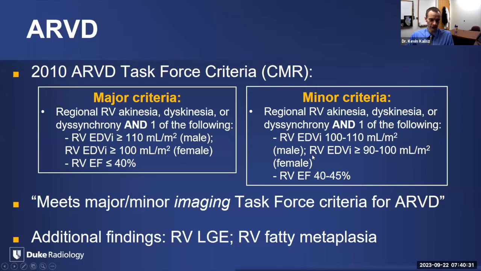One thing of note when you're reporting: for the concept of ARVD, imaging only plays a small subset of the diagnosis, which includes clinical criteria, electrocardiographic criteria, family history criteria. So when we're reporting it, basically you report parameters and findings that meet imaging task force criteria for ARVD. The diagnosis of ARVD is a much bigger thing that needs clinical correlation, clinical assessment. And I mentioned some things that can be seen in advanced or late stages or on board exams, the concept of RV LGE or RV fatty metaplasia, but you do not need to see these. These do not need to be present to diagnose ARVD.